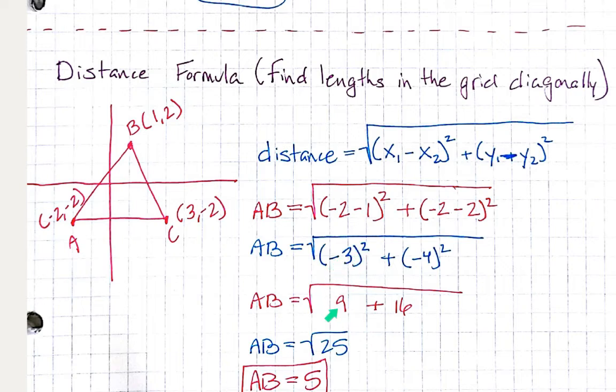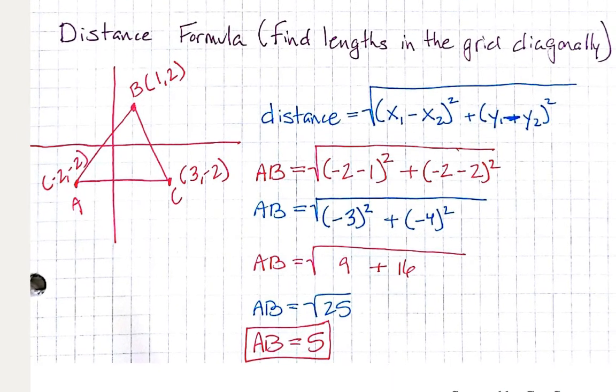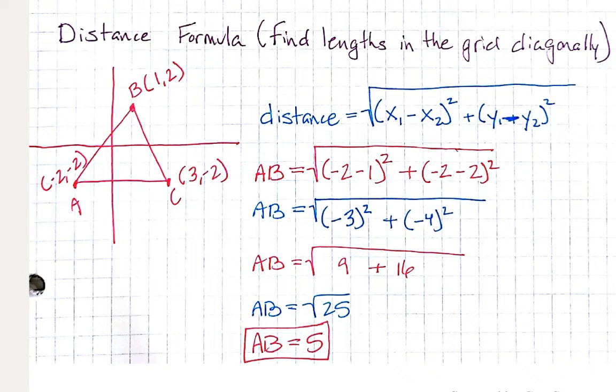You should always get a positive number. So -3 squared is 9. -4 squared, 16. Add them together, 9 and 16, you get 25. And last, the square root of 25 is 5. When we talk about square roots, it's like the opposite of squaring. So 5 squared, 5 times 5 is 25, and the square root of 25 just takes us back to 5 again.